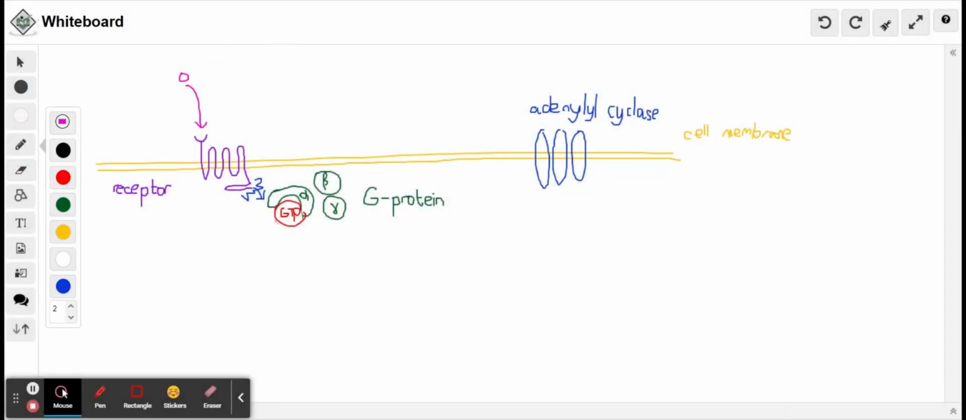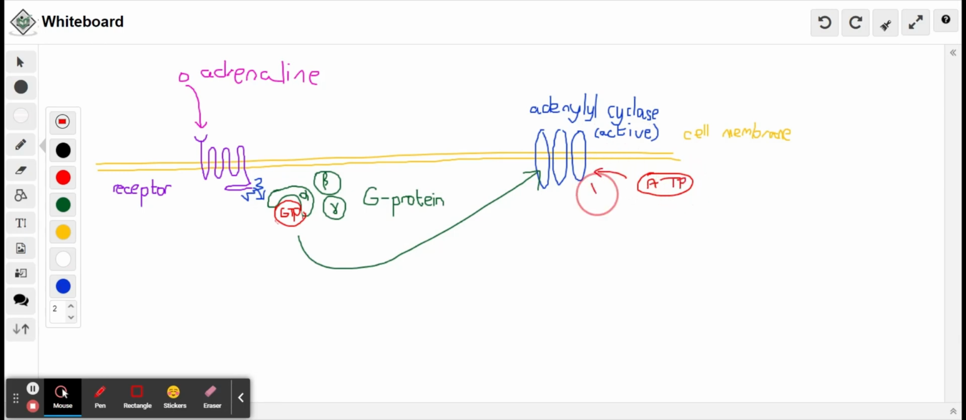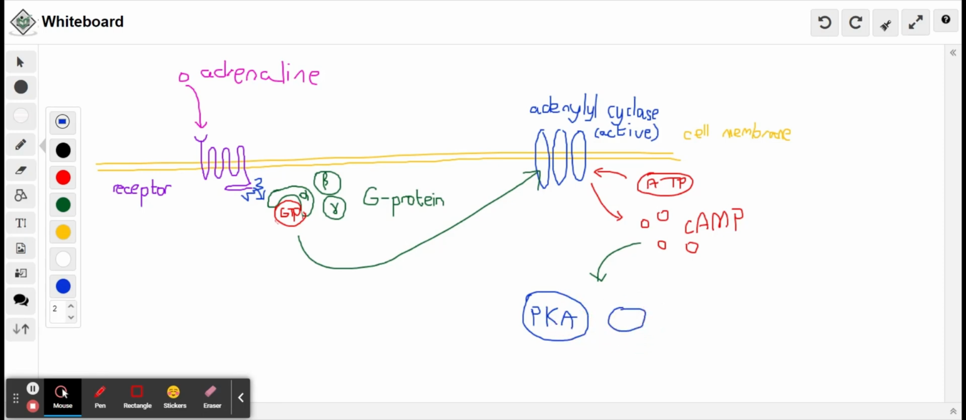When adrenaline binds to the receptor as a ligand, the target protein of the GTP-bound alpha component is a transmembrane protein called adenylyl cyclase. Adenylyl cyclase is an enzyme that converts ATP to cyclic AMP when active. cAMP, which is a secondary messenger, in succession binds to protein kinase A. This activates the PKA, which causes a catalytic subunit to be released from its regulatory subunit.